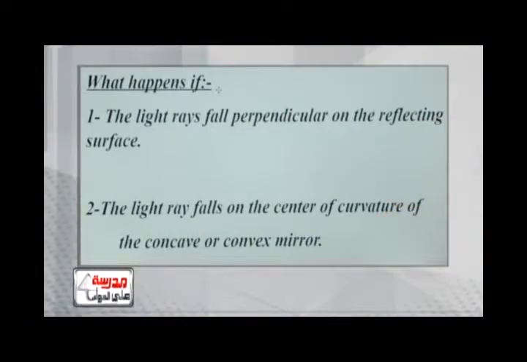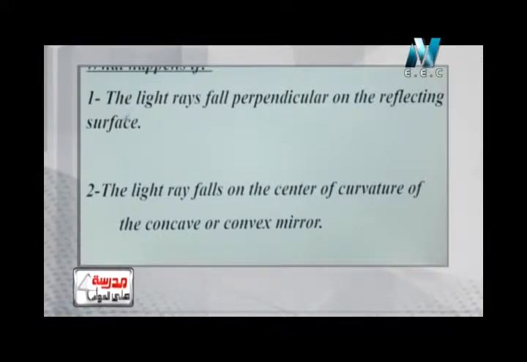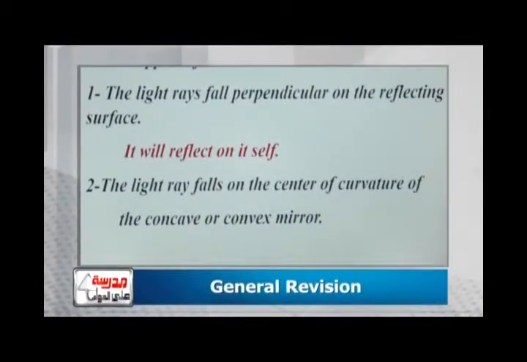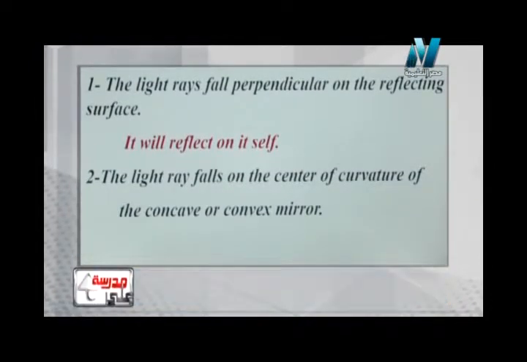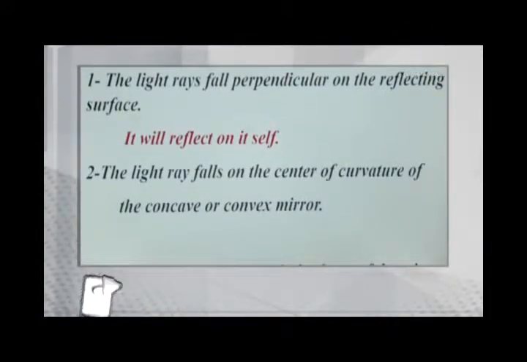So the question here says: what happens if the light ray falls perpendicular on the reflecting surface? I will say, of course, it will reflect on itself. Why? In this case I say, of course, because the angle of incidence equals the angle of reflection equals 0, as we studied before in second prep. We took this in second prep, and we come back to it in third prep as feedback to complete our lesson on the kinds of mirrors.